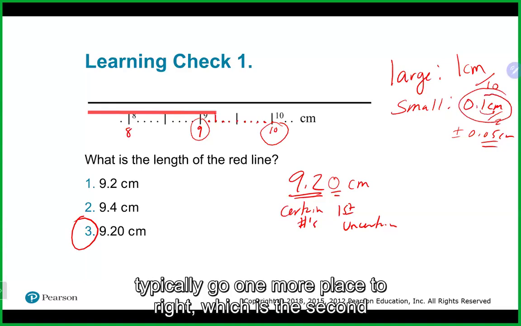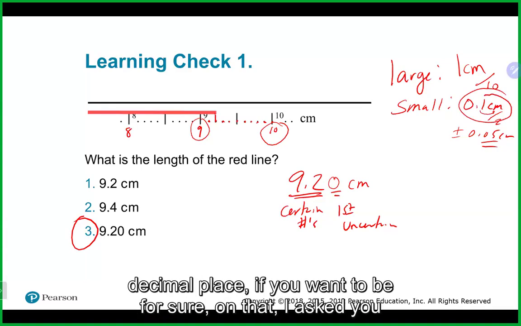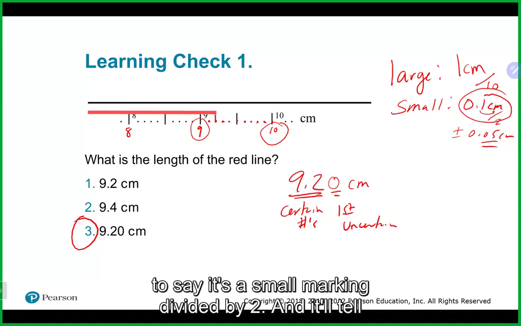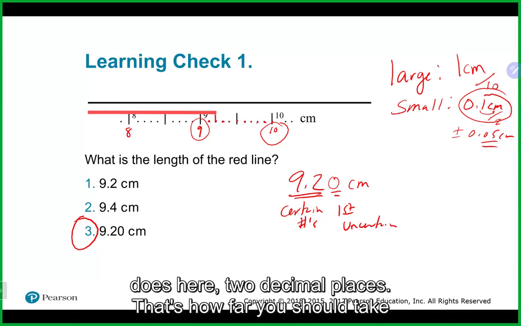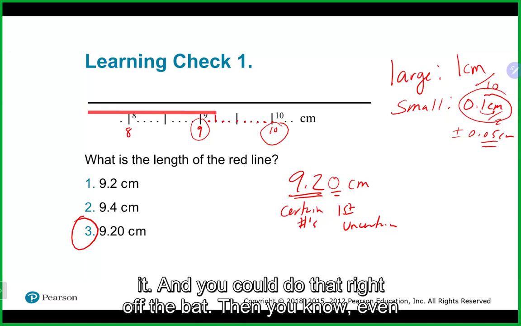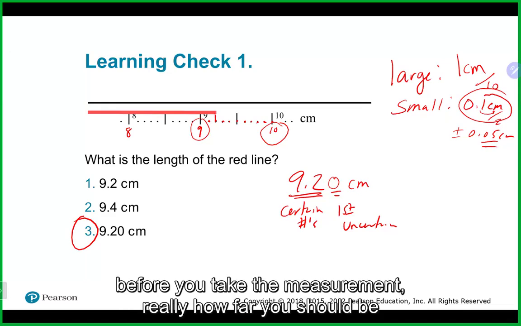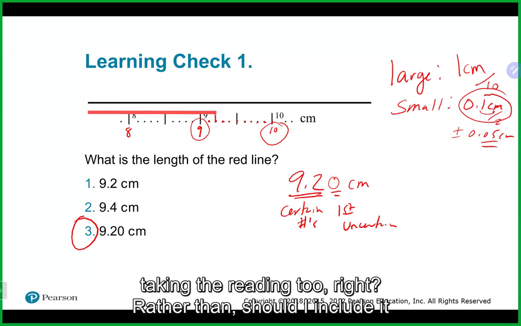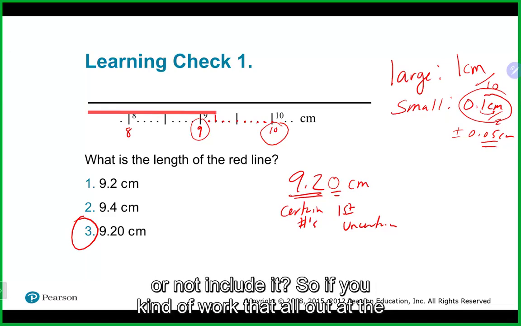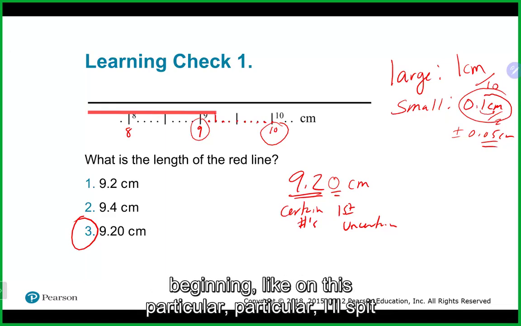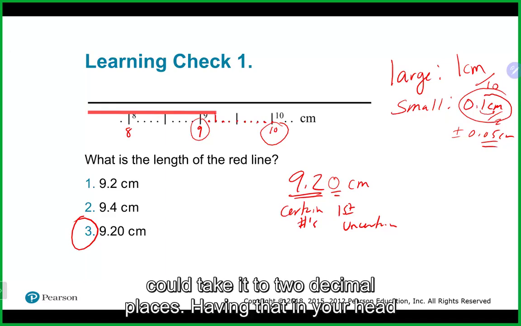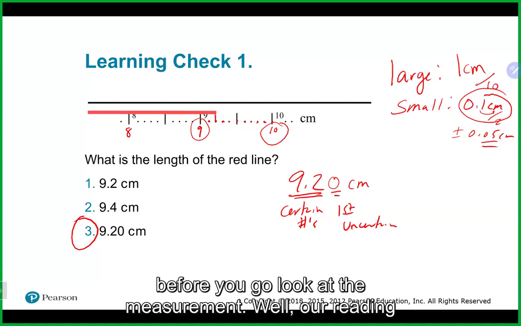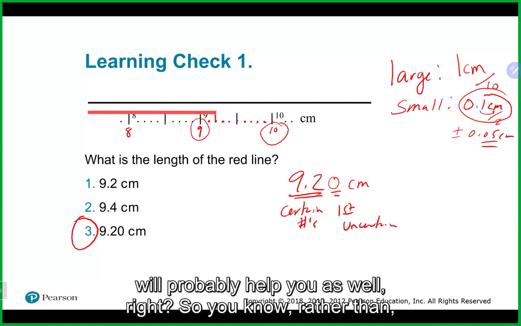We could typically go one more place to the right, which is the second decimal place. If you want to be sure on that, all you have to do is take the small marking divided by 2, and it'll tell you how far you can take the reading. If it comes to 2 decimal places like it does here, that's how far you should take it. And you can do that right off the bat, even before you take the measurement, rather than asking should I include it or not include it. So if you work that all out at the beginning, on this particular piece of equipment, I could take it to 2 decimal places. Having that in your head before you look at the measurement or a reading will probably help you as well, right?